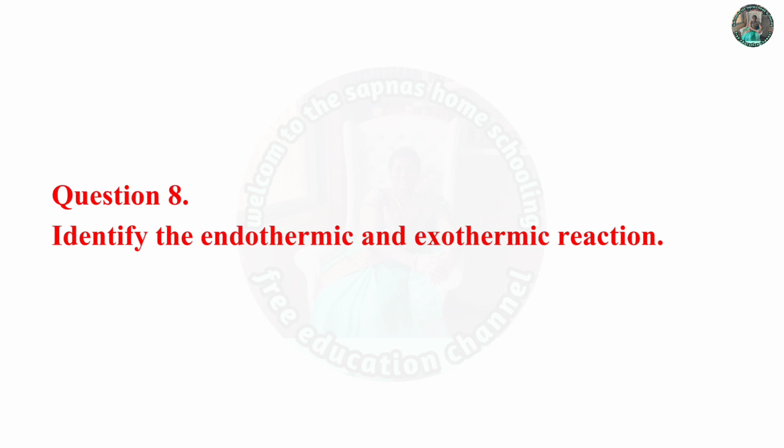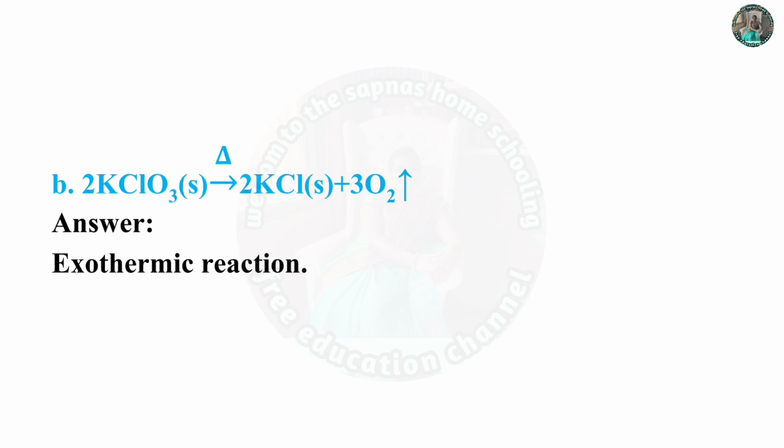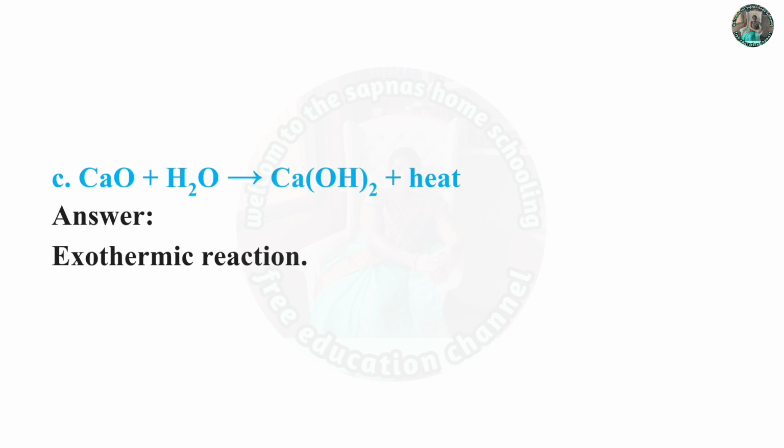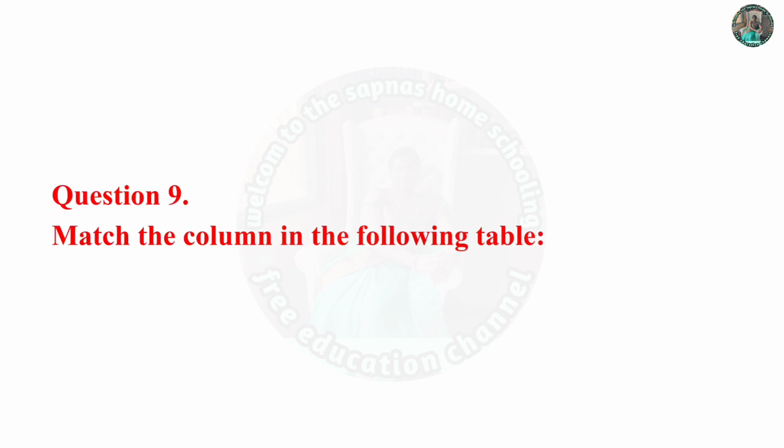Question 8. Identify the endothermic and exothermic reactions. A. HCl plus NaOH is equal to NaCl plus H2O plus heat, exothermic reaction. B. 2KClO3 heated is equal to 2KCl plus 3O2. It's an endothermic reaction. C. CaO plus H2O is equal to Ca(OH)2 plus heat. It's an exothermic reaction. And D. CaCO3 heated is equal to CaO plus CO2. It's an endothermic reaction.